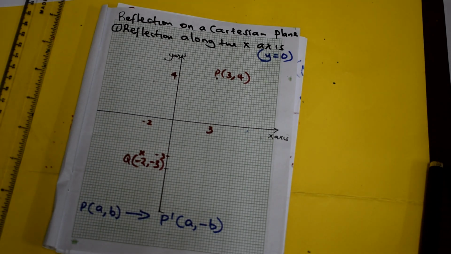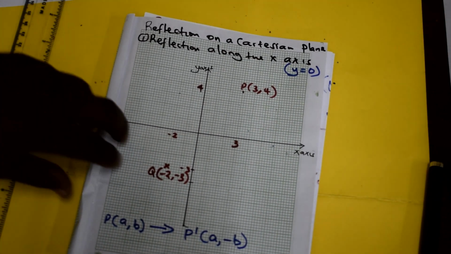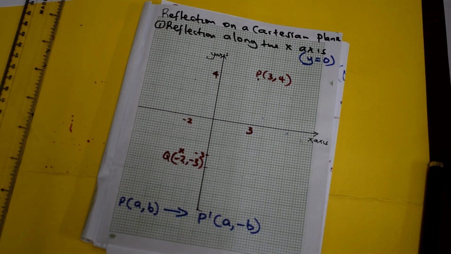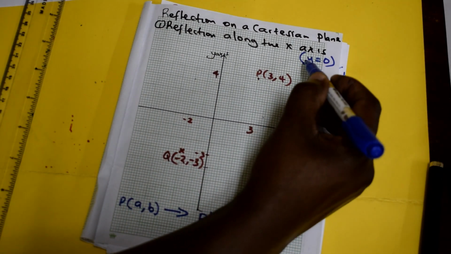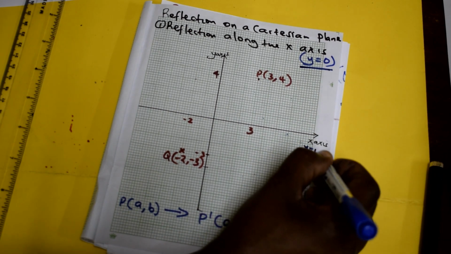And we are going to do a series of reflections so that you can see how they happen. The first one is reflection on a Cartesian plane, and that is reflection along the x-axis. And the x-axis is a line called y equals 0. So this line is y equals 0.